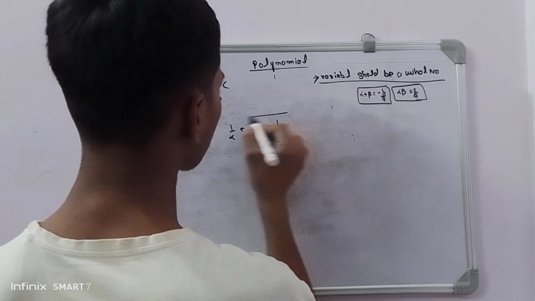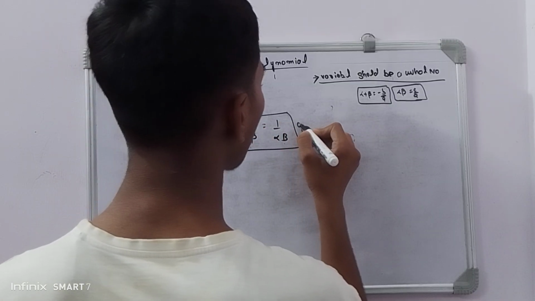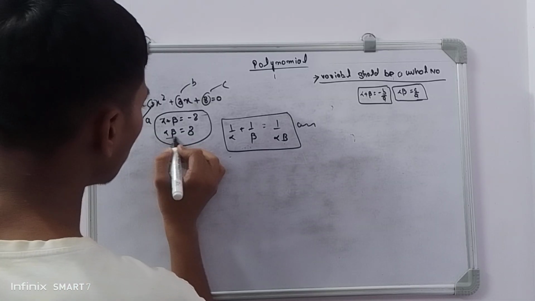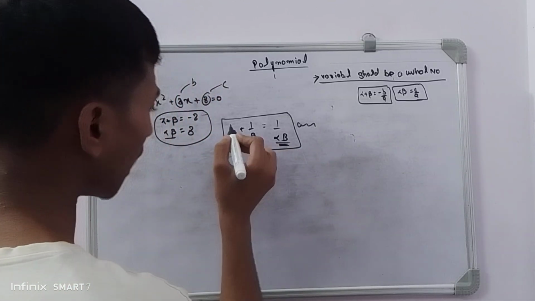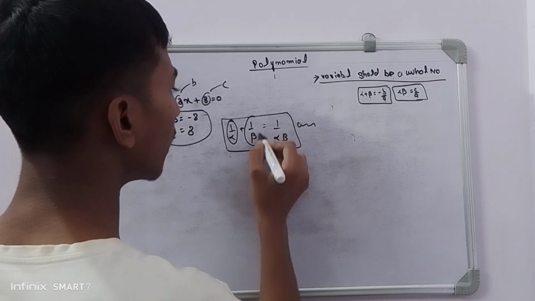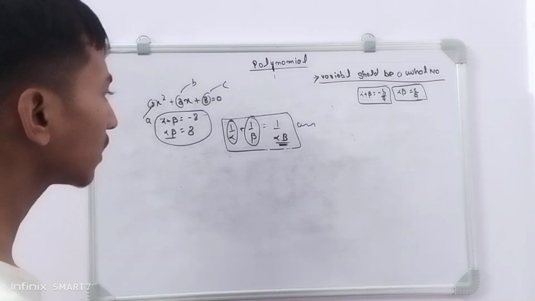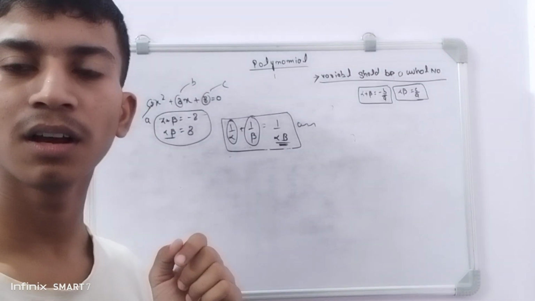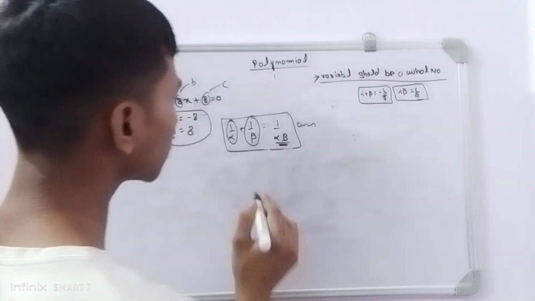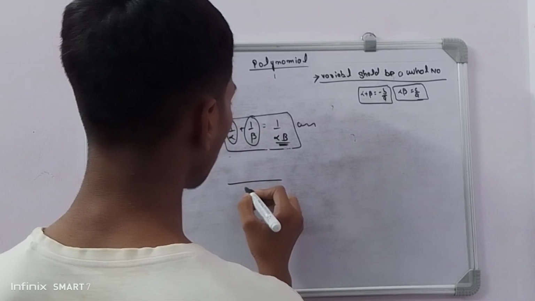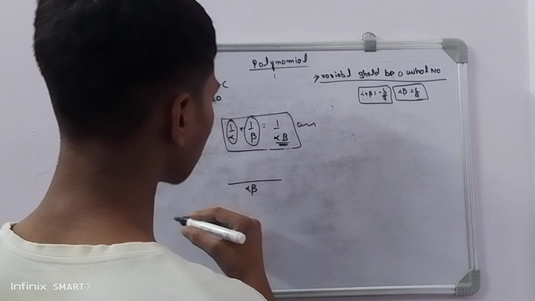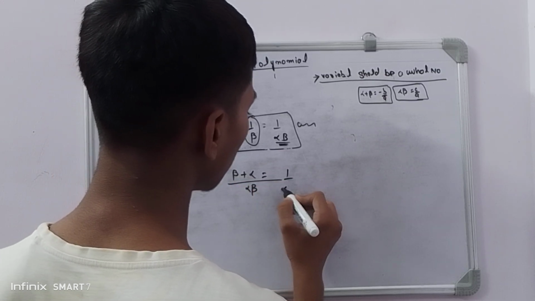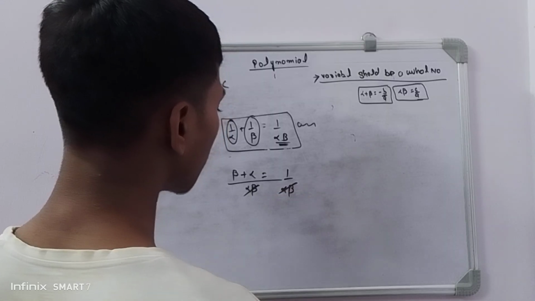So if I ask what is the value of this according to this question, you may be confused. I know the values of alpha and beta, but I don't know the values of 1 by alpha and 1 by beta. So how will I calculate the value of this one? For this you just have to use your mind based on simplification. Take the LCM on this side, alpha beta will be the LCM, and we get beta plus alpha over alpha beta, and then alpha beta will cancel out.